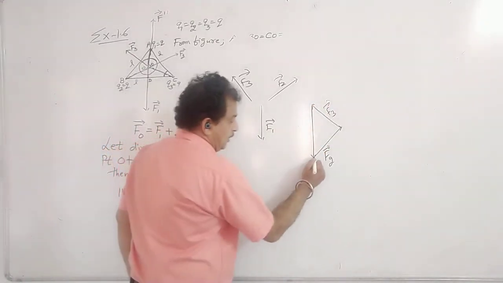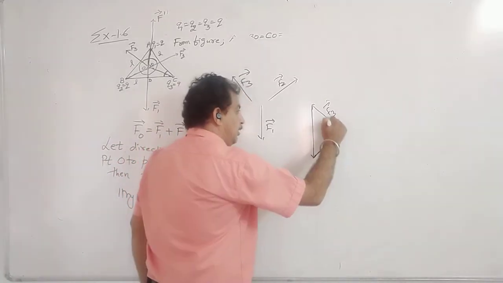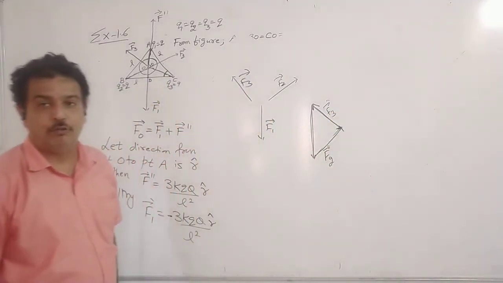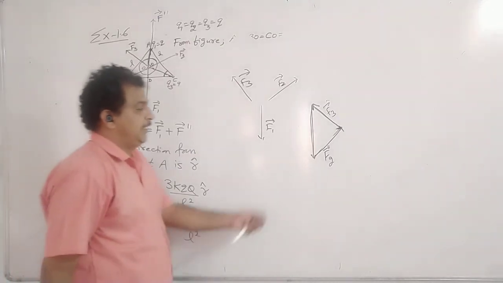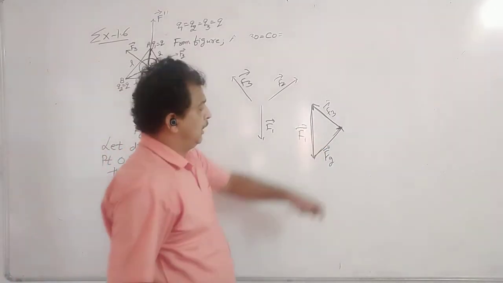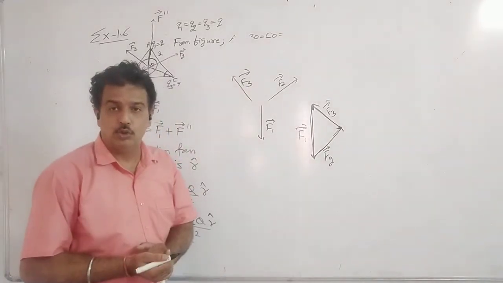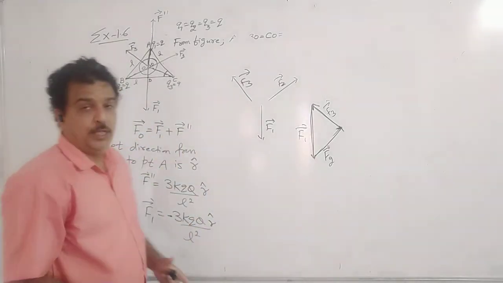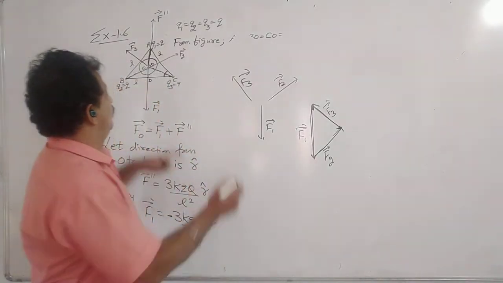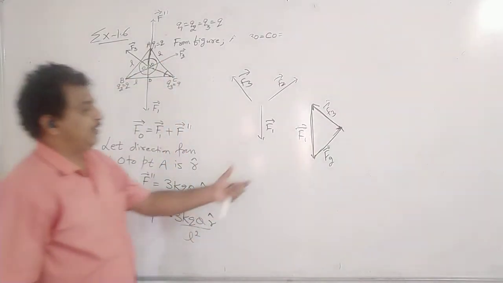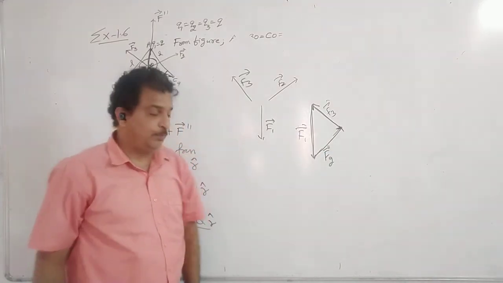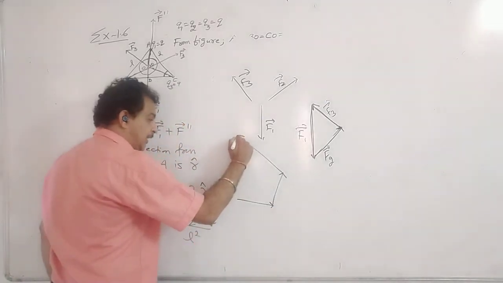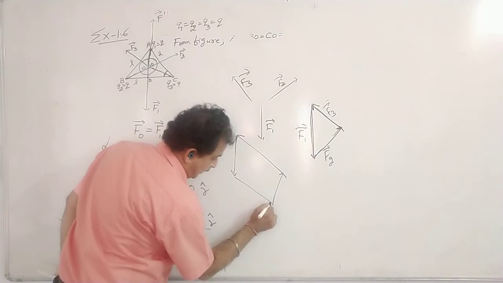Now if you see this, tail head, tail head, tail head, the 3 vectors have formed a closed loop. Not necessarily 3 vectors; if there are n vectors and they form a closed loop, the resultant is always 0. So no need to do such calculation for an MCQ. First you find out the direction in the diagram, and if it forms a closed loop, then your answer should be 0.